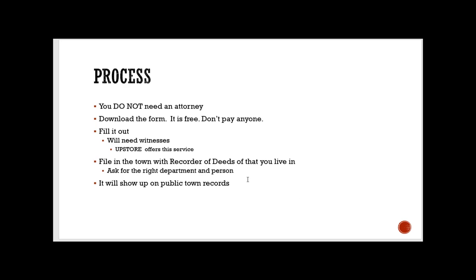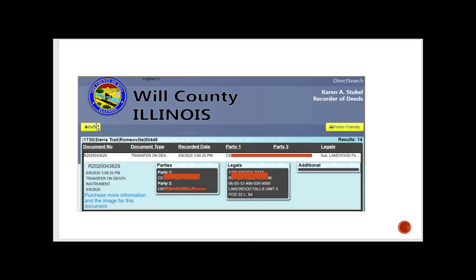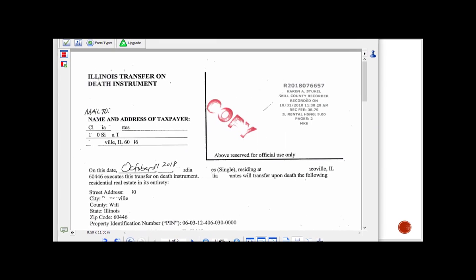Once I filled out this form, I took it to the Recorder of Deeds. In this case, it was the state of Illinois, and they filed it, and it showed up in the town records. And this is what it looks like in Illinois on the town records, and it will show up if they have an online process, and it shows a transfer upon death and to whom it's going to go. This is what an actual form looks like in Illinois.